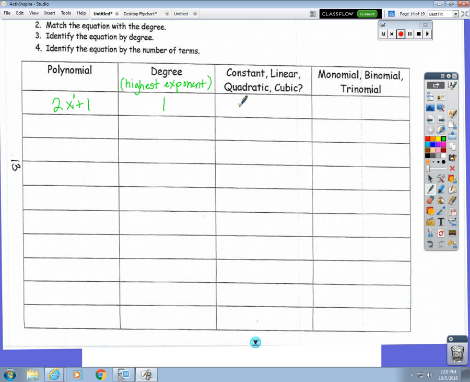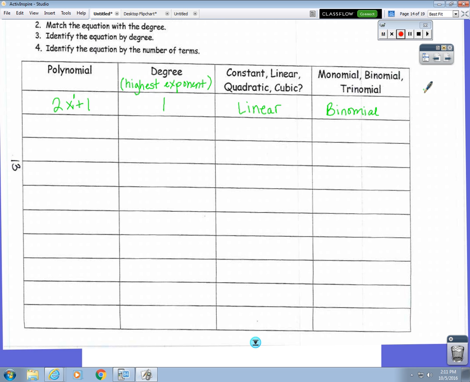This is considered linear. Anytime it's a degree 1 polynomial, it's considered linear. And think about it. If you graph that, doesn't that look just like y equals mx plus b, which would make a line? Yes, that's why it's linear. How many terms does it have? 2. 2x is the first term, 1 is the second term, so that's considered a binomial.